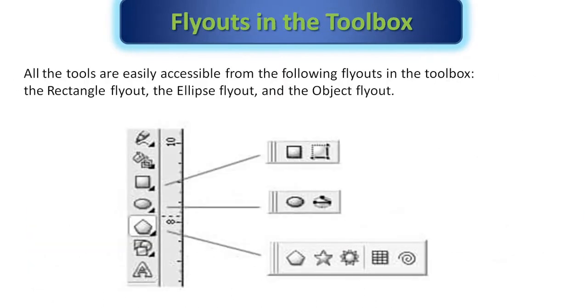In this way also we may draw lines using this tool. Now we are going to see the other flyouts in the toolbox, namely the rectangle flyout, ellipse flyout and object flyout. When you click the rectangle flyout, we will have the rectangle tool and a 3-point rectangle tool. Similarly, the ellipse flyout has an ellipse tool and a 3-point ellipse tool. The object flyout has a polygon tool, star tool, complex star tool, graph tool and a spiral tool.